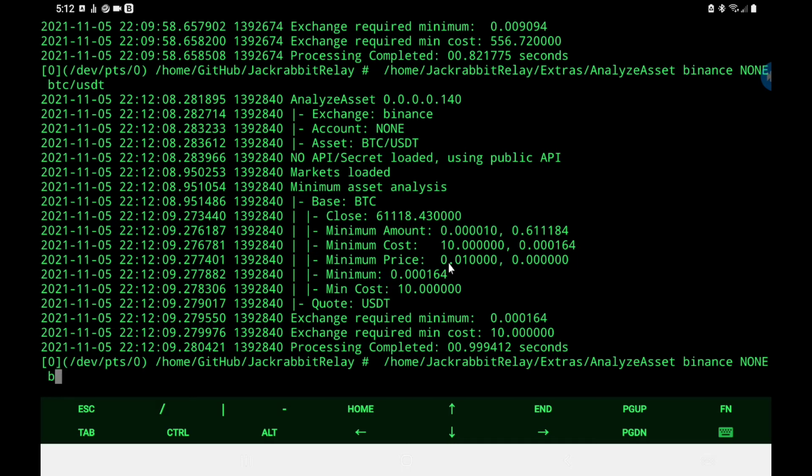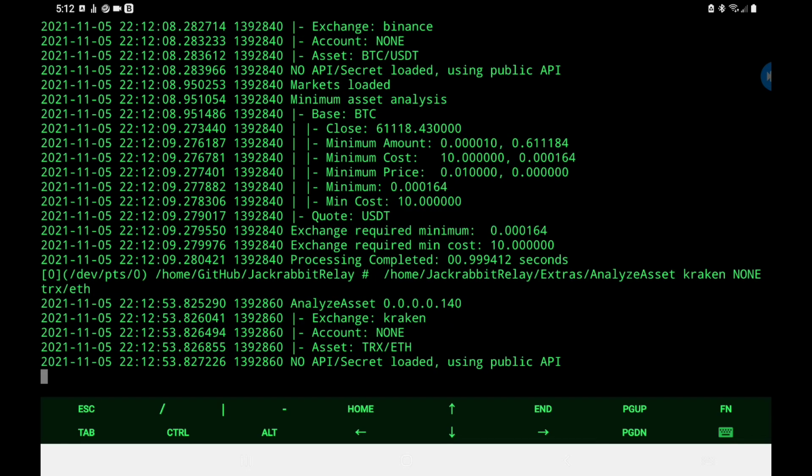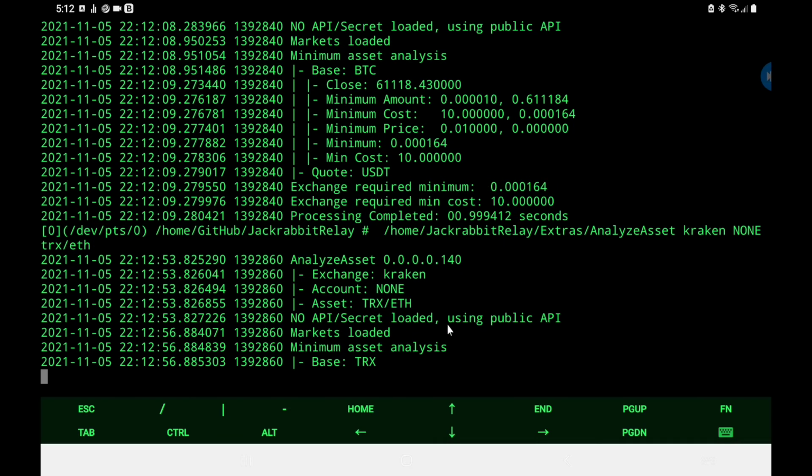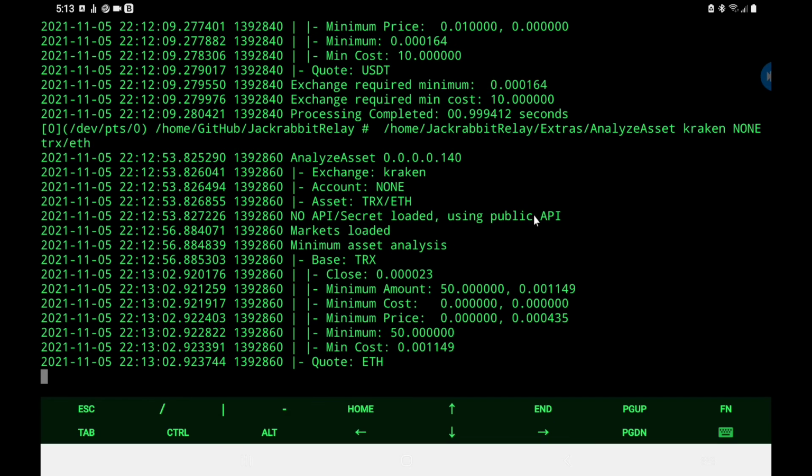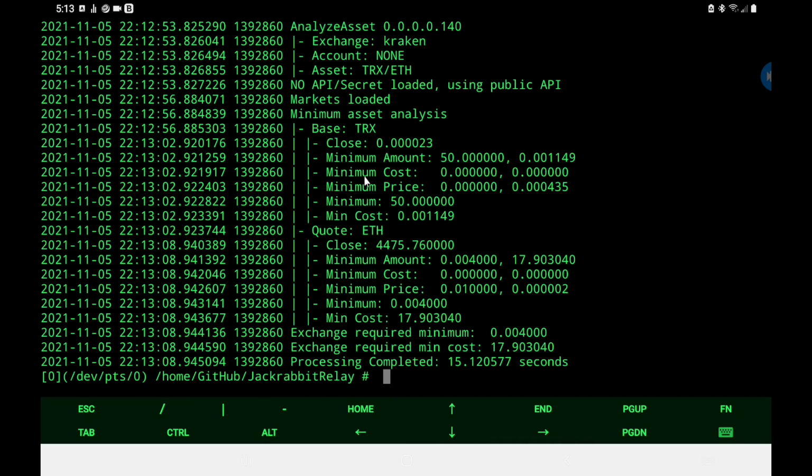Now let's look at a more difficult market. This will be specifically on the Kraken exchange. As you can see now, it is loading and referencing. First thing you'll notice it is using the public API. Here is the minimums for the base coin TRX. Now you have the minimums for the quote currency ETH.